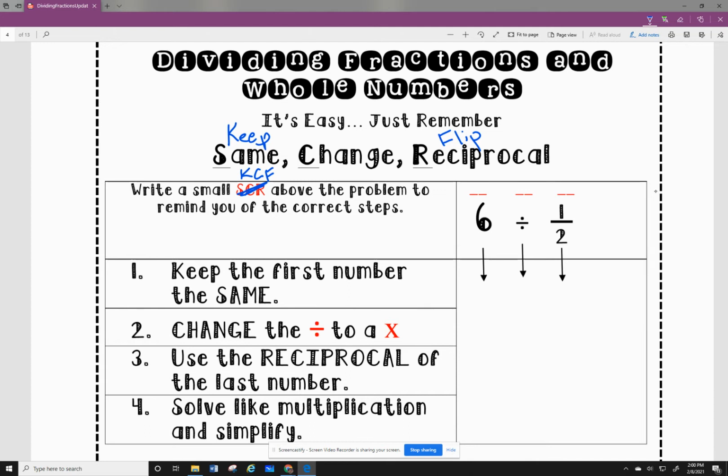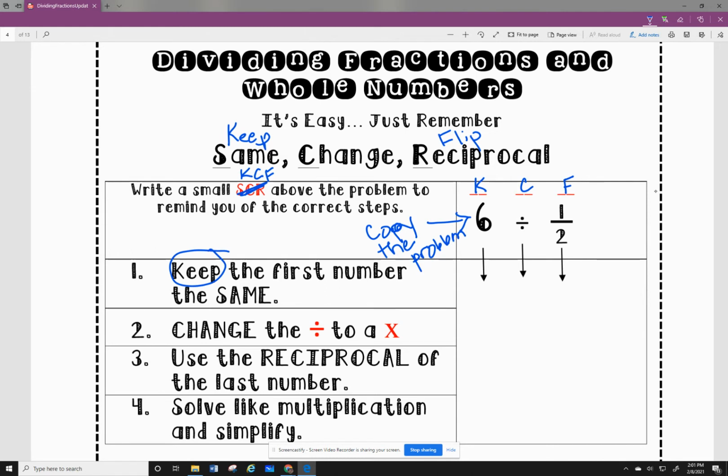When we copy a new problem down onto a piece of paper, the first thing we're going to do is copy the problem. And then we're going to write the KCF above each part of the problem to remind us what to do, because it's going to keep us organized. And it is so important that the first thing you do is actually copy the problem. Always copy the problem. If you're not copying the problem onto your own paper before you get started, you're going to have trouble with your organization.